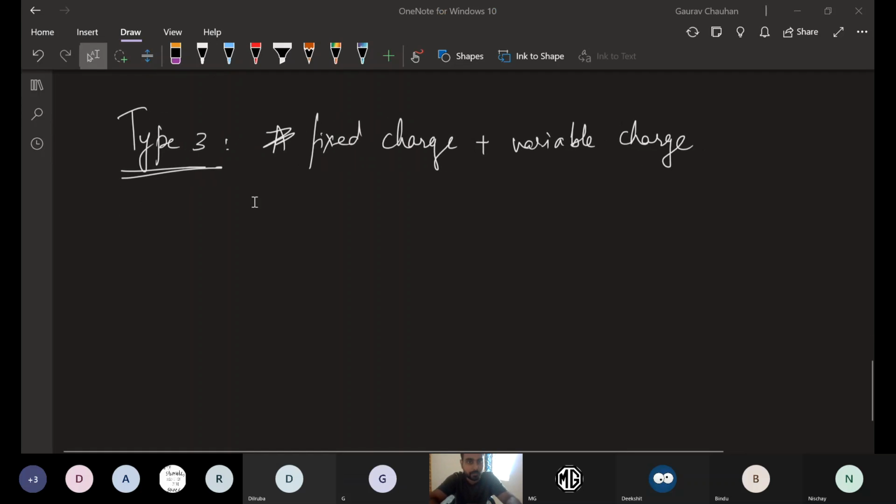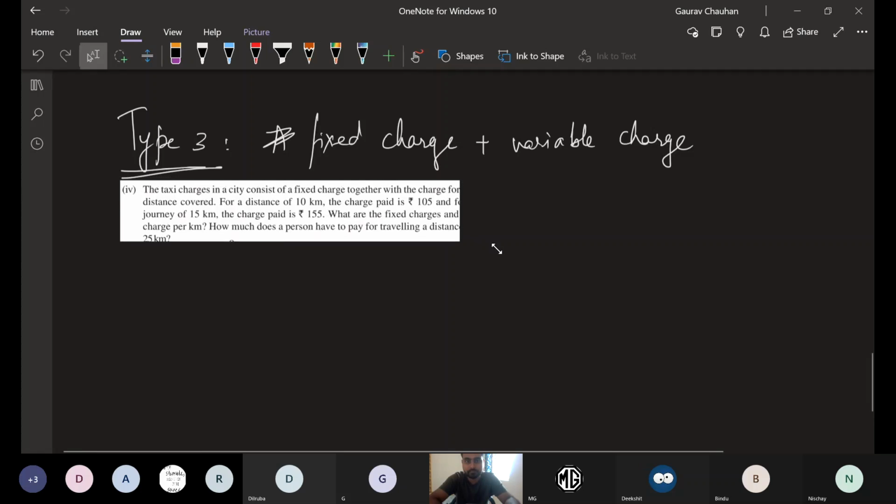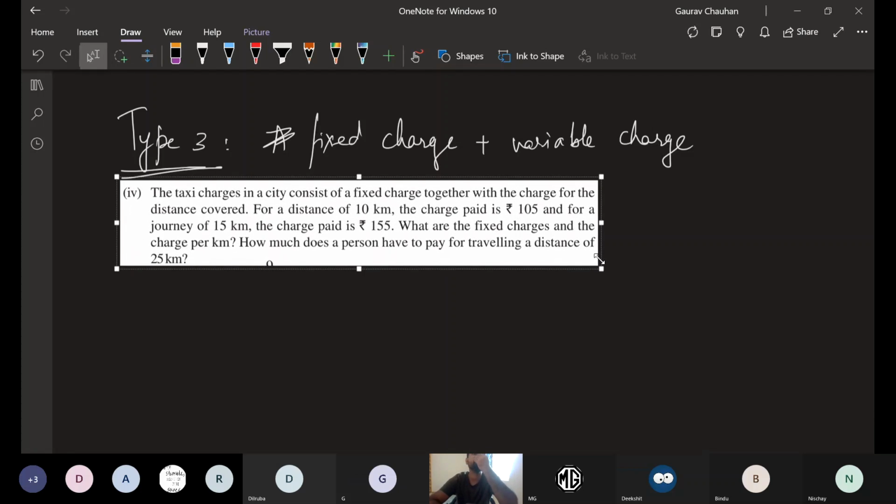Okay. Let me pull up a question. Number 54. This question I want you to copy because we need further focus. Copy this question now. A taxi charges. I'll put this question on WhatsApp also.